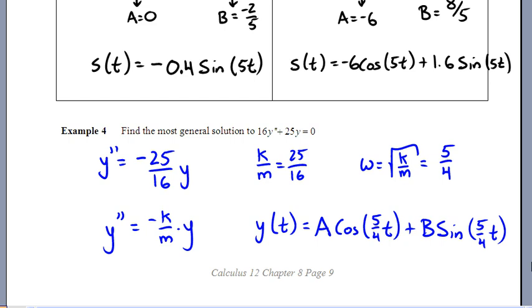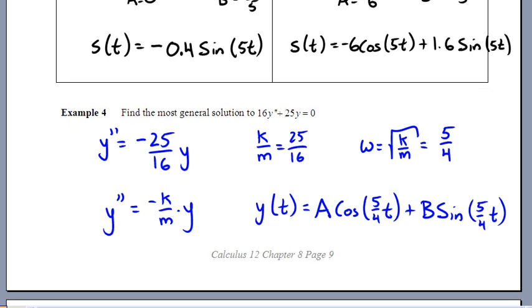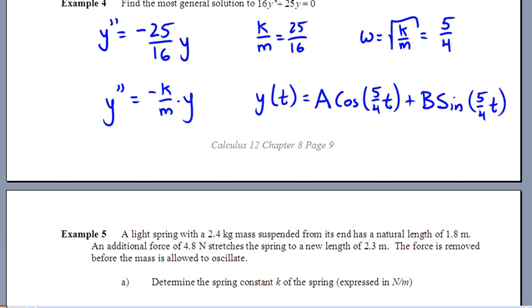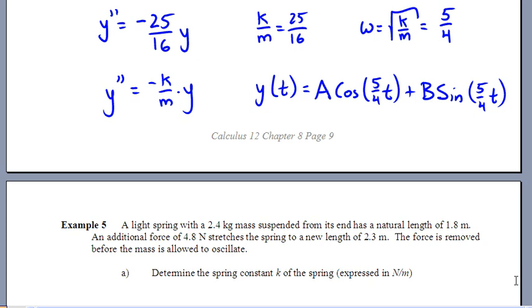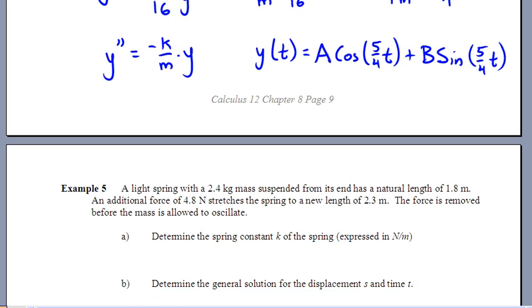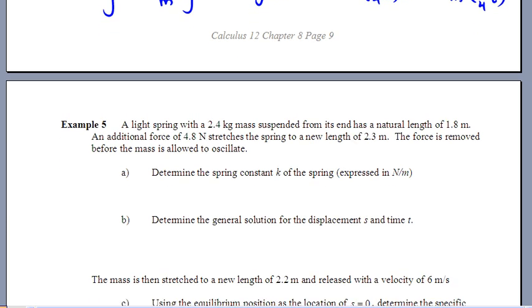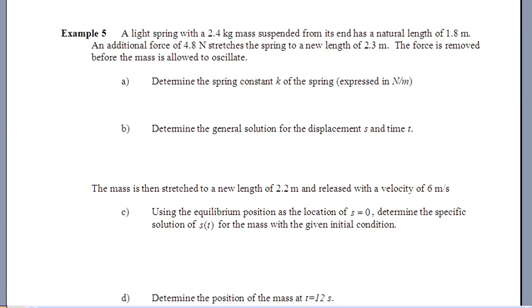Still a general solution because I don't know the specific values for A and for B. Okay, last one here. Let's see what we've got. It says a light spring has 2.4 kilograms of mass on it. So because it says a light spring, I don't have to worry about the mass of the spring.